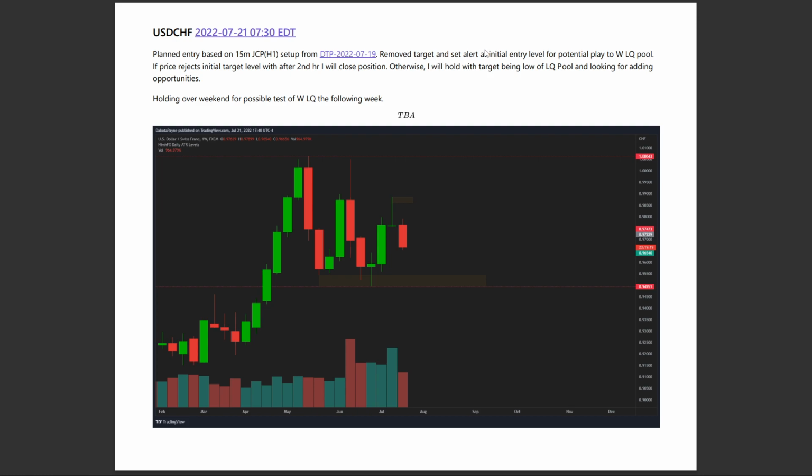Removed target and set alert at initial entry level for potential play on liquidity pool. If price rejects initial target level after second hour, I will close position. Otherwise, I will hold with target being low of liquidity pool, and looking for adding opportunities. Holding over weekend for possible tests. That's continuation up.